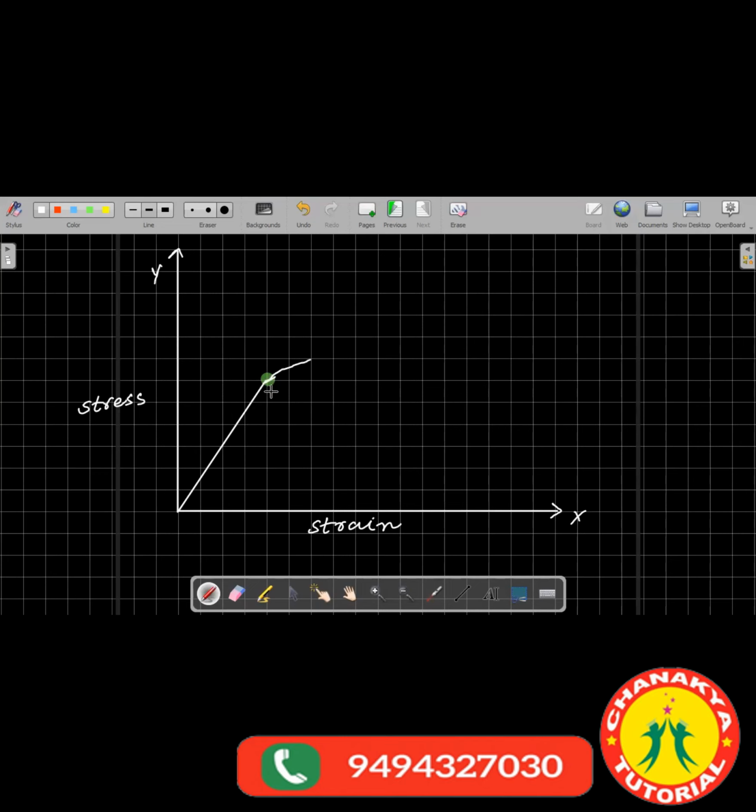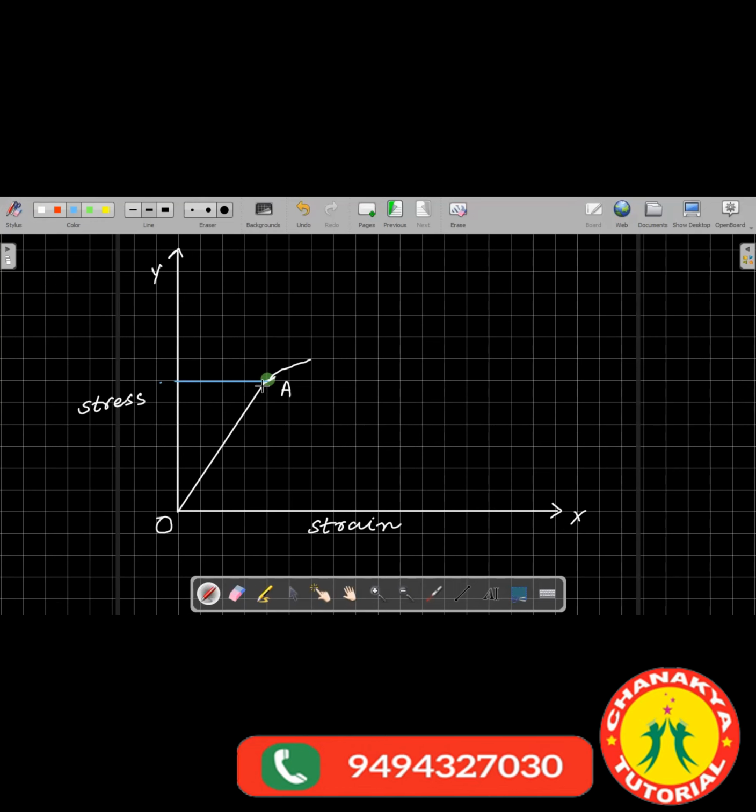Okay. So this point, let us mark this. This is a very important point. Let's mark this point as A. So the point A corresponds to the stress. Okay. So this point we get. Now this much is the stress which we call the limit up to which Hooke's law is obeyed. Okay. Beyond this, Hooke's law is not obeyed.